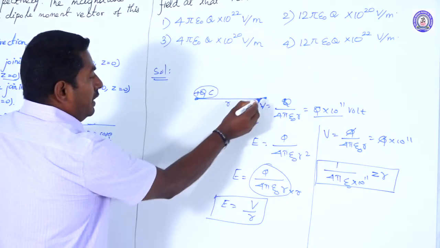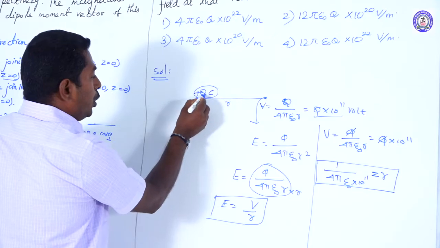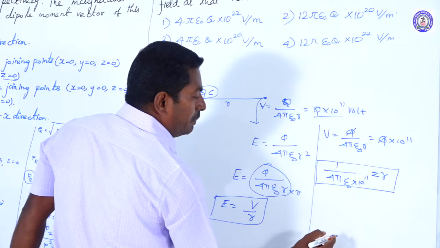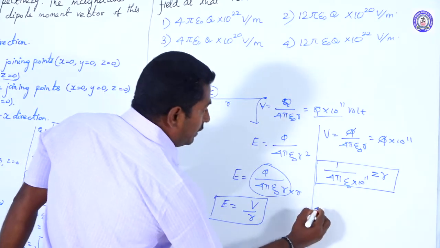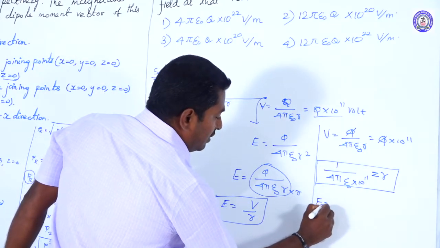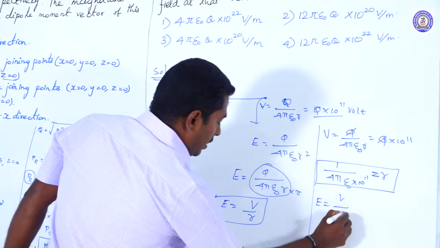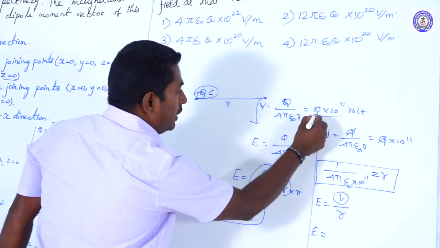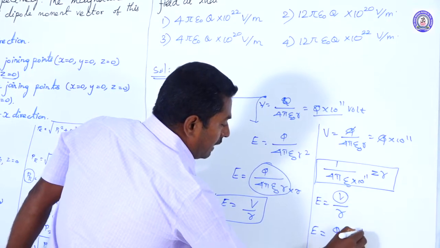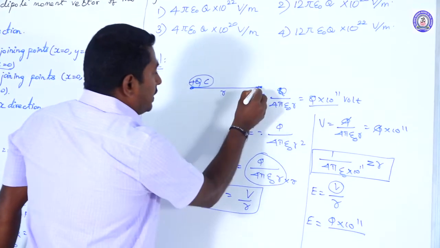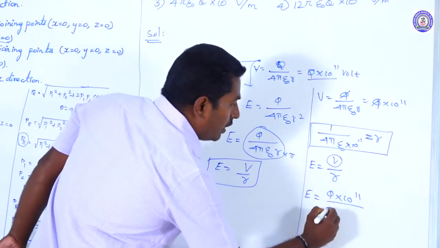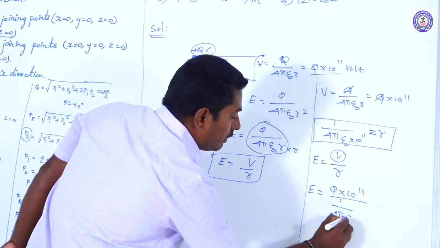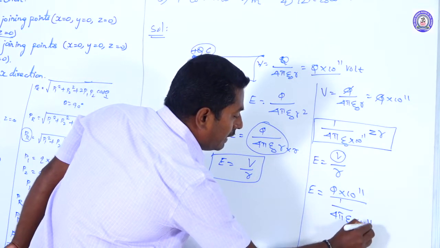So the distance of the point from the plus Q coulomb charge is R, which is equal to 1 divided by 4 pi epsilon naught into 10 power 11. At this point, what is the electric field intensity? E is equal to V divided by R. Then E is equal to, already we know that at this point the electric potential is Q into 10 power 11 volt, divided by the distance of the point from the plus Q coulomb charge, R value 1 divided by 4 pi epsilon naught into 10 power 11.